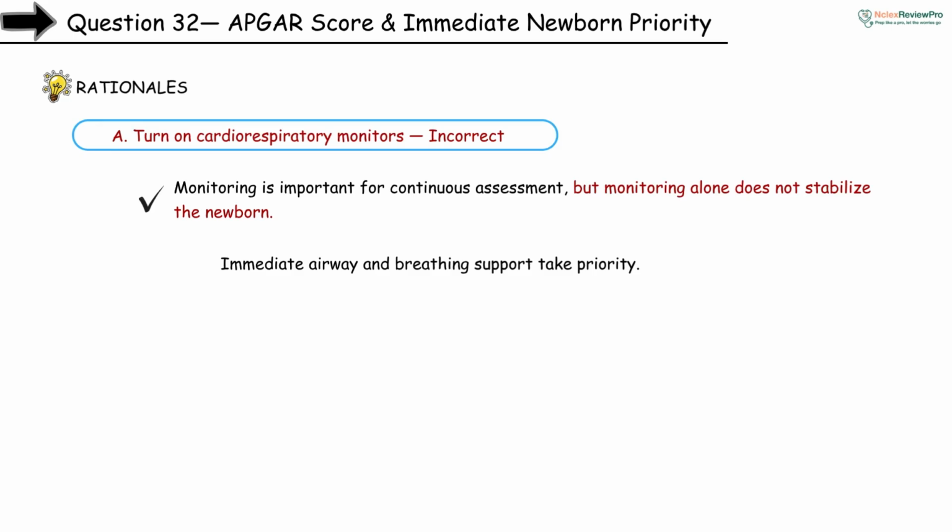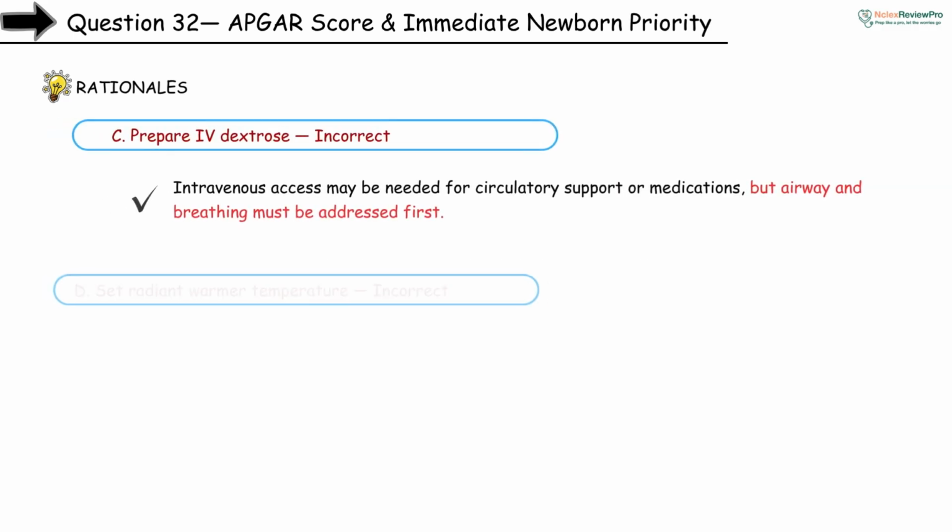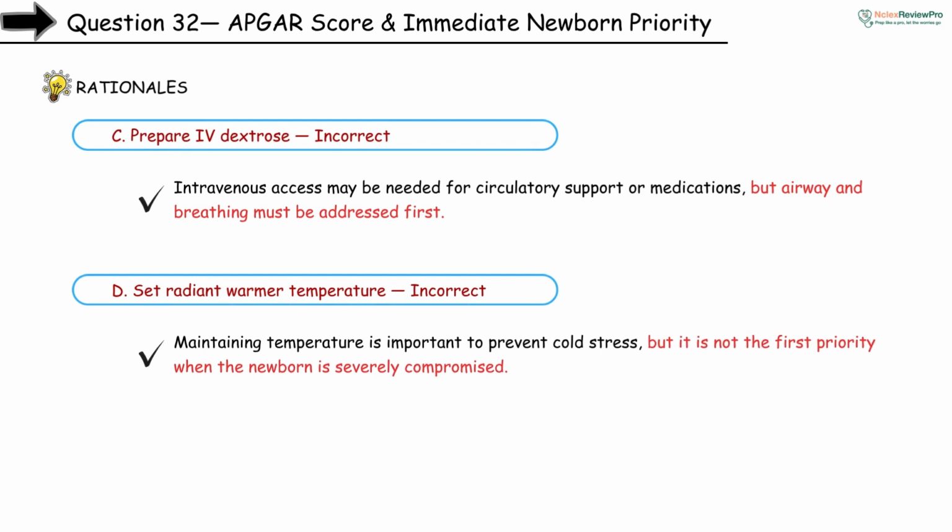Option A. Turn on monitors. Important, but not priority. Monitoring does not stabilize the newborn. Option C. Prepare IV dextrose. This may be needed later, but circulation comes after airway and breathing. Option D. Set the radiant warmer. Temperature control is important, but again, not before oxygenation.